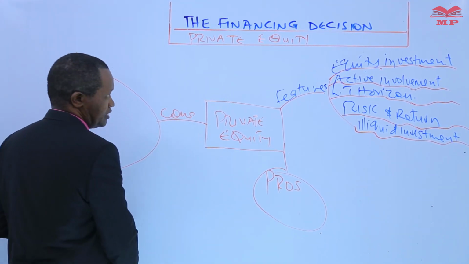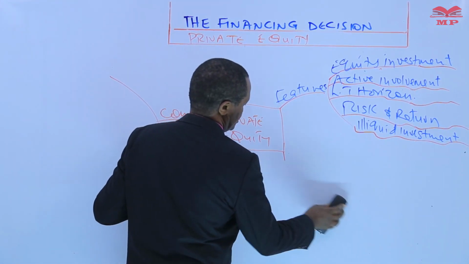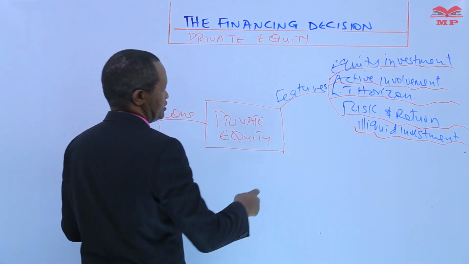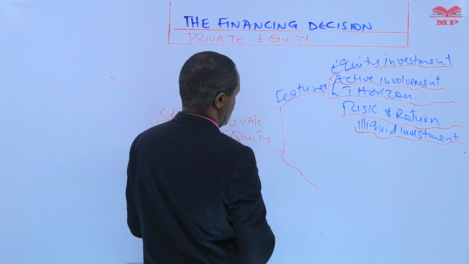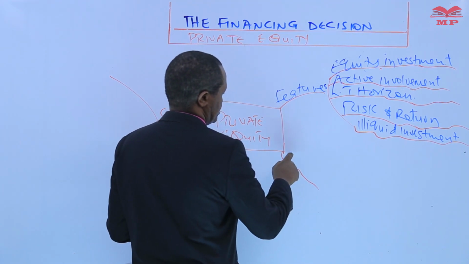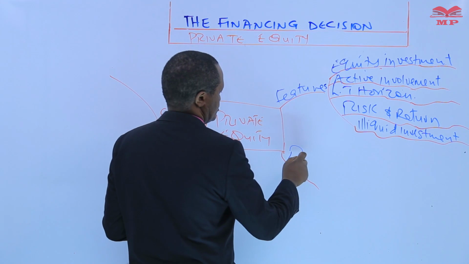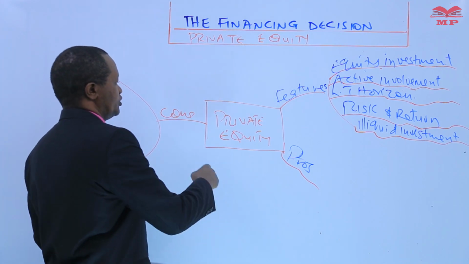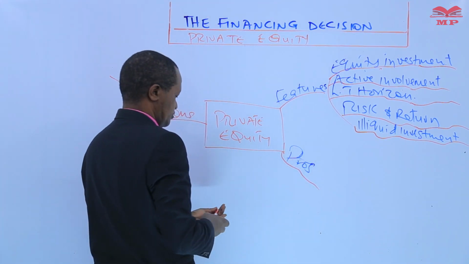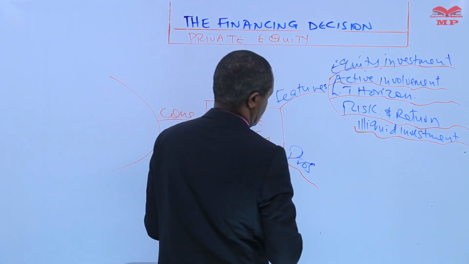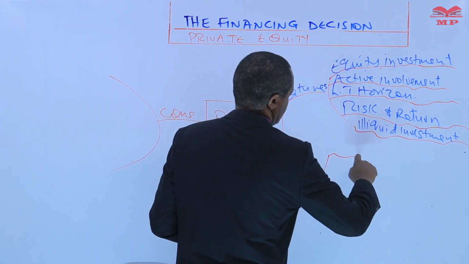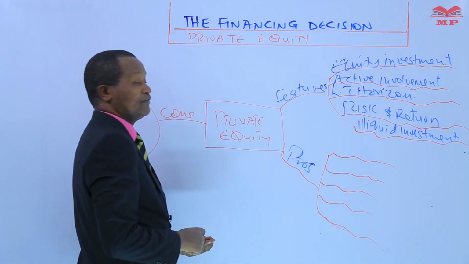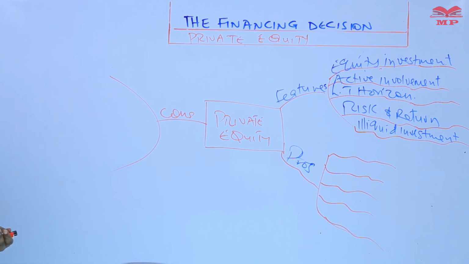So these are 5 features. Let's now outline the advantages, or let's call it pros. Remember, in this lesson, we are studying the features, the pros, and the cons. What are the advantages of private equity?